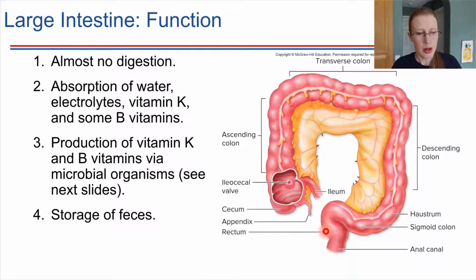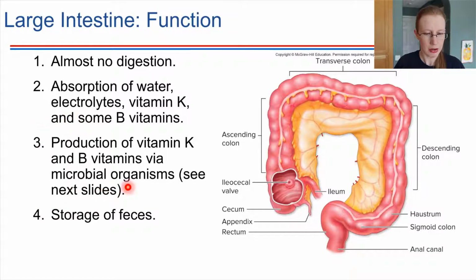We also continue to absorb electrolytes and some of the vitamins in the large intestine. We also produce vitamins. Let me clarify that. We don't produce vitamins. The microbes that live in us produce vitamins in the large intestine. The microbial population that lives here in the large intestine is very important. We're going to be pretty focused on this for the rest of this video. Before we get there, the last major function for the large intestine is to store the feces, right? Temporary storage until they're eliminated from the body.